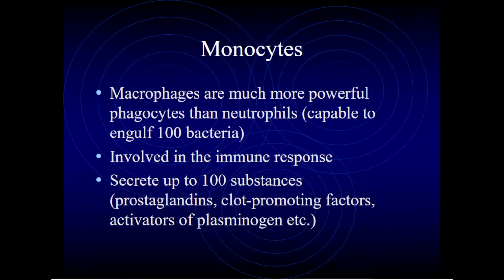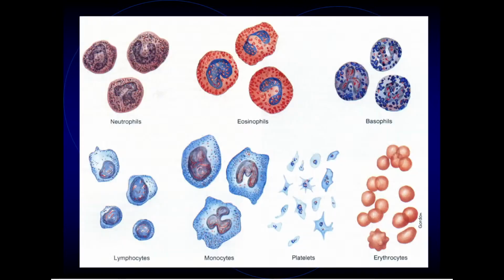Next type of leukocytes are monocytes. The monocytes have abundant cytoplasm and a darkly stained kidney or U-shaped nucleus.